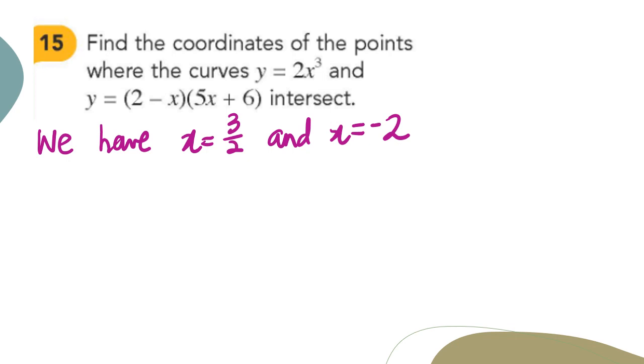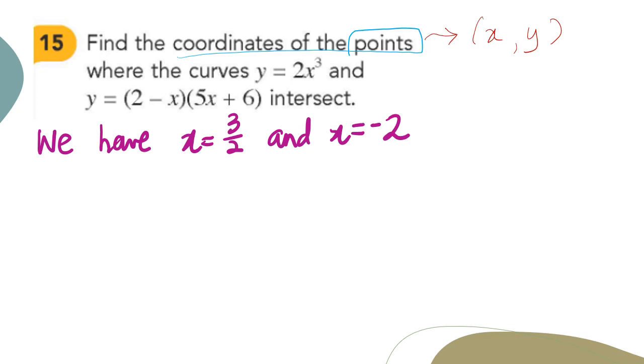We can't just stop at finding the x coordinates of the points, because the question requires you to find the coordinates of the points. So what does this word points mean to you? It means that a point has x and y coordinate. So it is not enough just to find the x coordinate. We still have to find the y coordinate. So how do we go about finding the y coordinate?